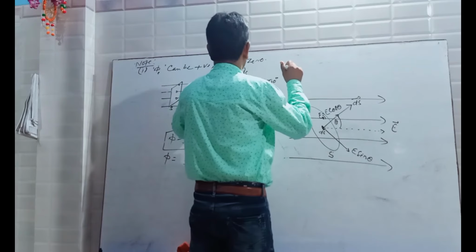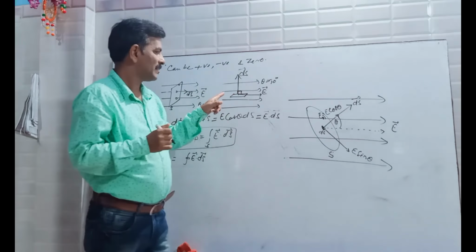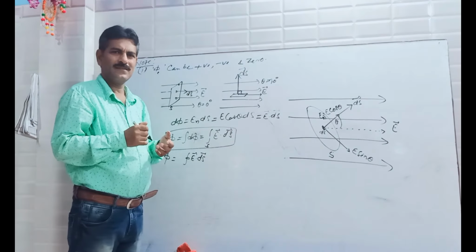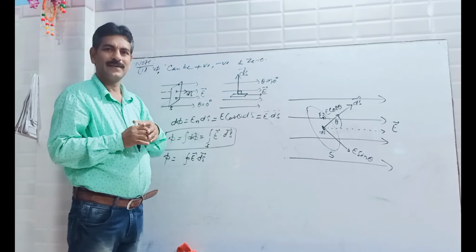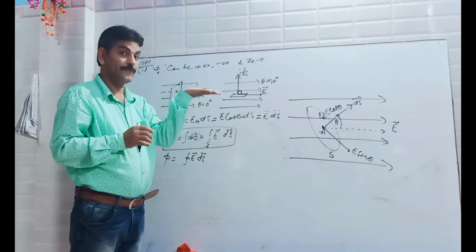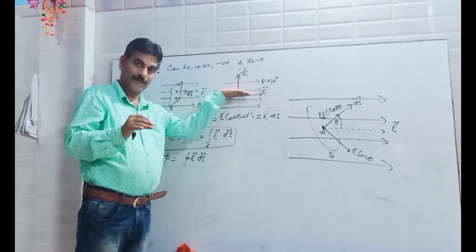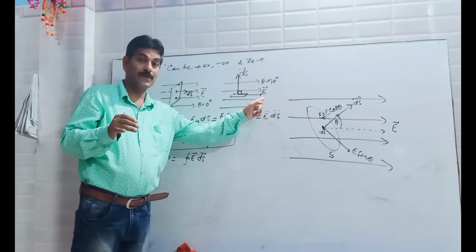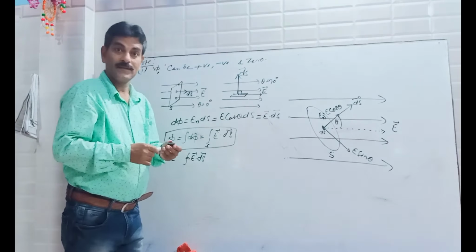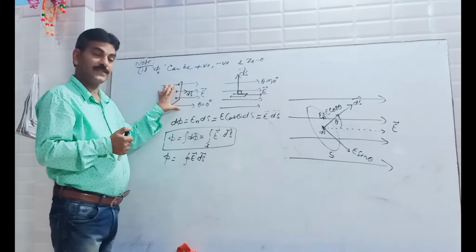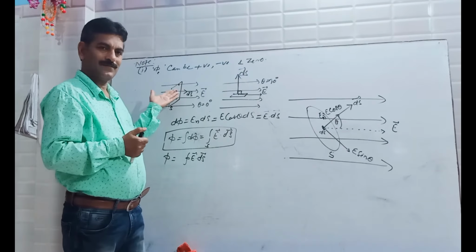Then in this case, no flux is linked. It is the minimum flux when the surface is held parallel to the electric field or field lines. The area vector will be perpendicular to the electric field. No flux at all is linked with the surface. So this is the condition for maximum flux, and this is the condition for minimum flux. Here it is 0, and here it is positive.